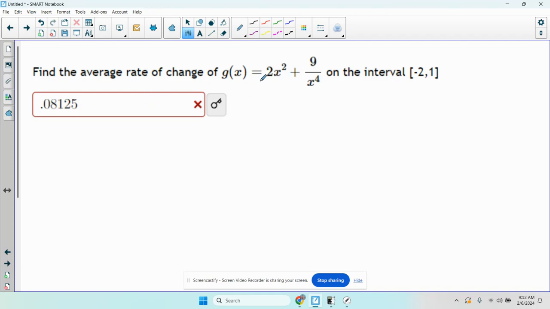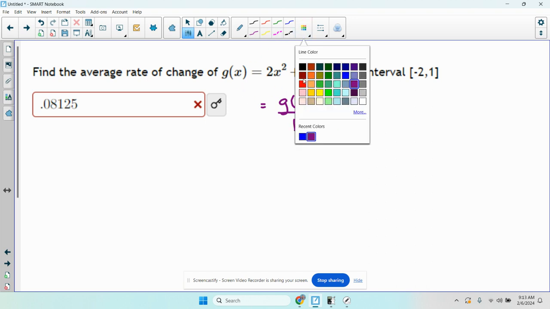Find the average rate of change of this function over that interval. So if we just use the formula, the average rate of change is going to be g of x2, which we'll call 1, minus g of x1, which is negative 2, over 1 minus negative 2. So this is just a matter of figuring out what g of 1 is and what g of negative 2 is and plugging it in.